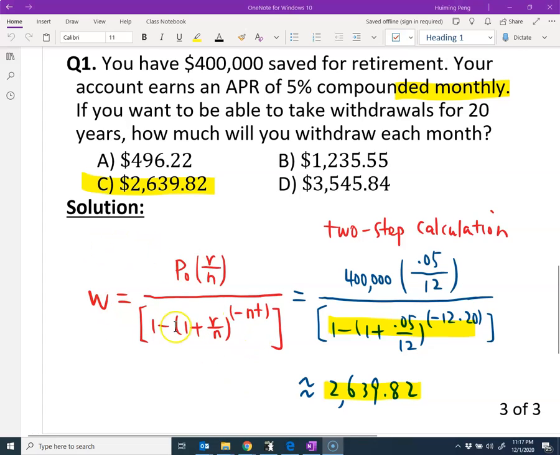Here is an example to find each withdrawal. We did this question in the class. First we use this withdrawal formula, right? And then plug everything into the formula. We have the setting up here. And now I will show you how to do this question again using the calculator.